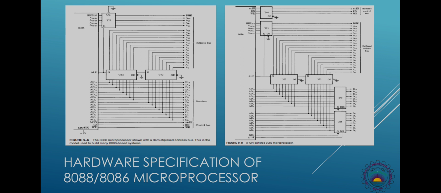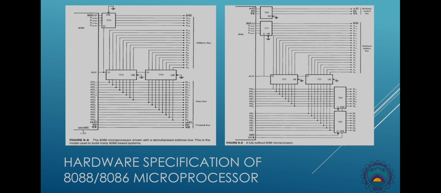So both of the buffers will be enabled when DEN is having 0, and DT/R bar will be having 1. Then communication will be from the microprocessor to the devices, IO and memory, and whenever there is a logic 0 at DT/R bar, data will be received by the microprocessor from memory or IO.